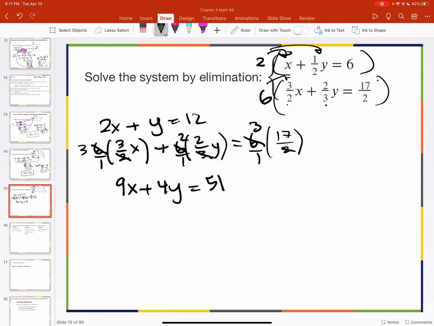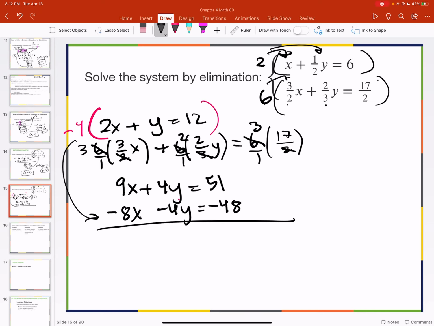So what I'm going to do now, I'm going to take the first one and I'm going to multiply that by negative 4 to get rid of the y's. Okay, so doing that, what am I going to get? I get here negative 8x minus 4y is equal to negative 48. Okay, so now I can go ahead and add these together. These cancel out, of course. 9 minus 8 is just 1x. 51 minus 48 is 3. So great, look, we have x is equal to 3.